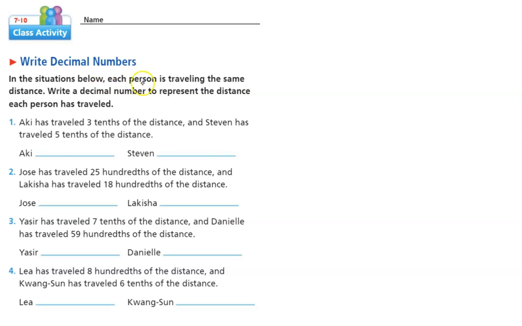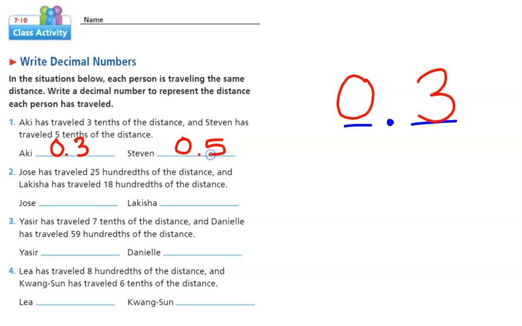In the situations below, each person is traveling the same distance. They want you to write a decimal number to represent the distance each person has traveled. Okay, so Aki has traveled 3/10ths of the distance, and Stephen has traveled 5/10ths of the distance. So really all they want us to do here is to write down 0.3 and 0.5 to show that we have a 3 in the tenths place. So I'm going to show you that real quick off to the side. And this would be that I have nothing in the ones place, and then I have a 3 in the tenths place. So the way we would write that is 0.3 for Aki, and then 0.5 for Stephen.